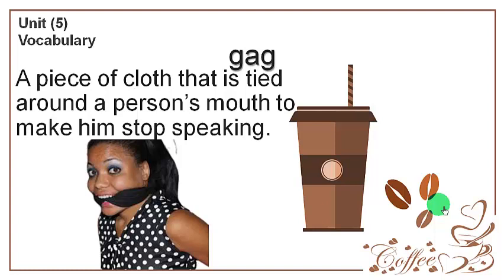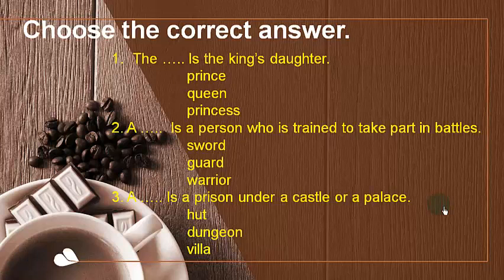To gag somebody is to put a piece of cloth around his mouth or inside his mouth to prevent him from shouting or asking for help. Alright, good. Now guys, let's take a look at these questions. And again, you will find a worksheet on the website with more questions for you to answer.